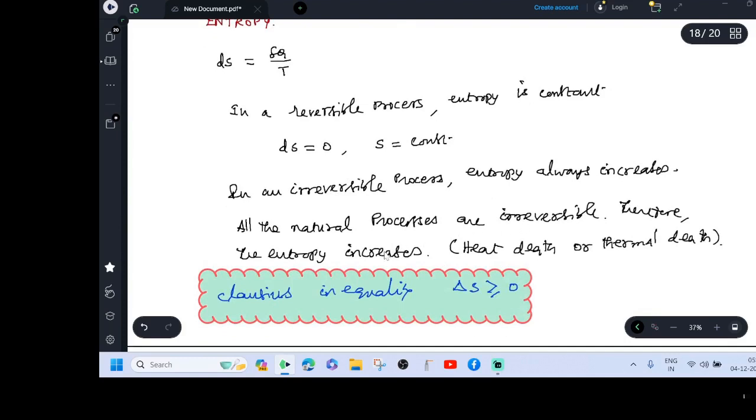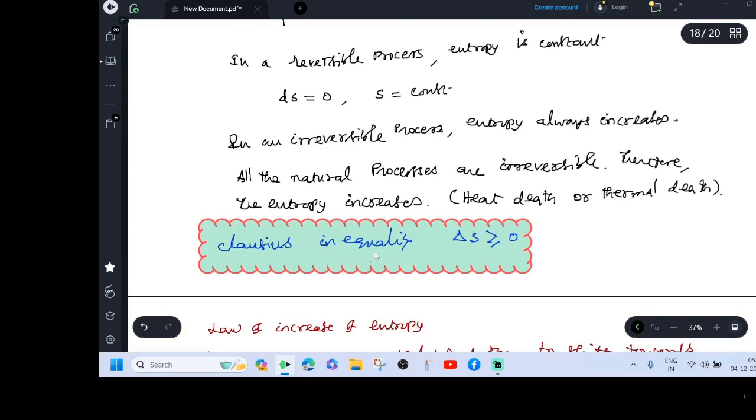Therefore, the entropy increases. The entropy of the universe always increases, which is leading to the concept of heat death or thermal death. This is Clausius inequality. Delta S, change in entropy, is greater than or equal to 0. If the process is reversible, delta S equal to 0, therefore S equal to constant. If the process is irreversible, delta S is greater than 0, which means that the entropy increases.